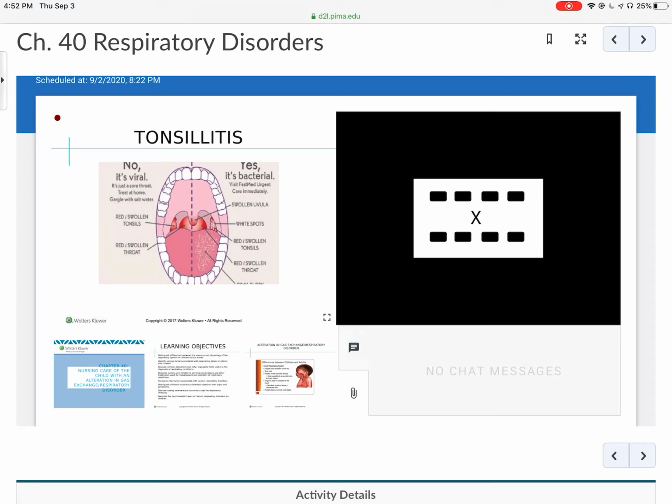So, tonsillitis. We talked a little bit about sore throat, pharyngitis. If their tonsils are swollen and the throat's swollen, it's viral. If you see the swollen uvula, the white spots, the strawberry tongue, that's more bacterial. And we would treat that with antibiotics.